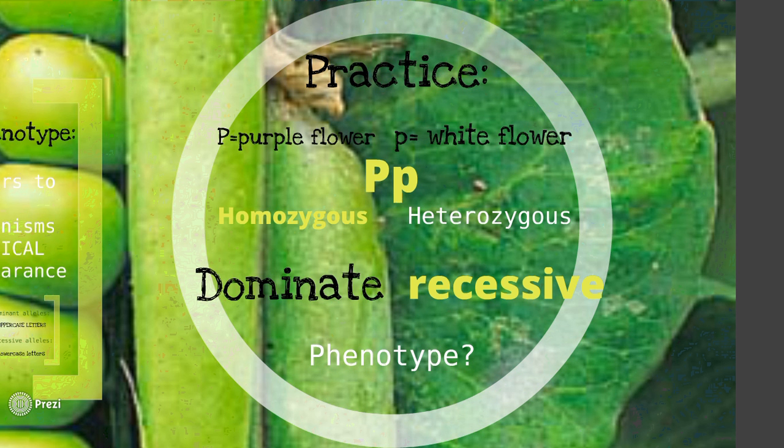Well, since we have two different ones, that's going to be a heterozygous genotype. And then because we have a dominant allele, that is the color of the plant. So because there's at least one big P showing, that flower would be purple.